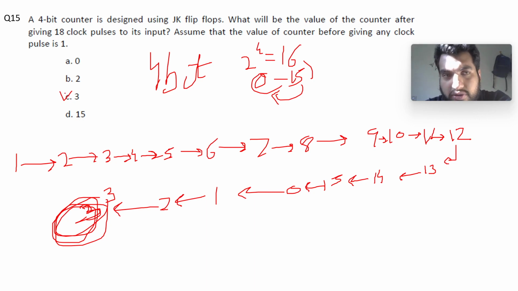But the correct answer to this question is 3, because we are starting from state 1 as given in the question. The value of the counter was 1.